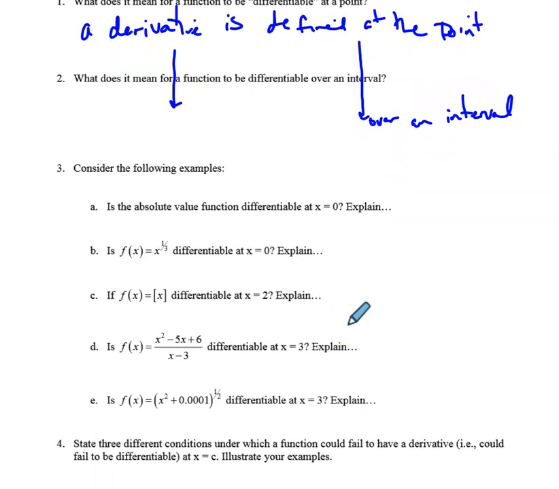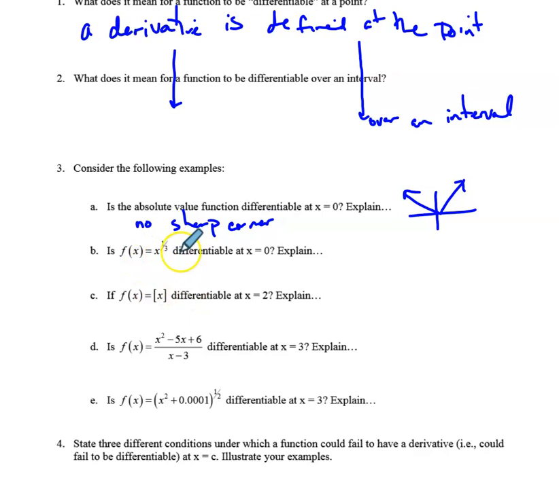Is the absolute value function differentiable at x equals 0? So let's recall what the absolute value function looks like. And let's recall that at x equals 0, our slope from the left is negative, our slope from the right is positive. Therefore, we cannot calculate a unique slope at the origin. And the answer is no, because there is that sharp corner. We also call it just a sharp point.